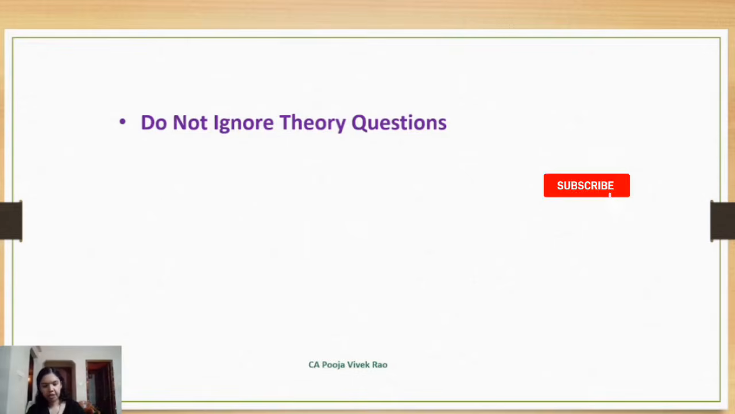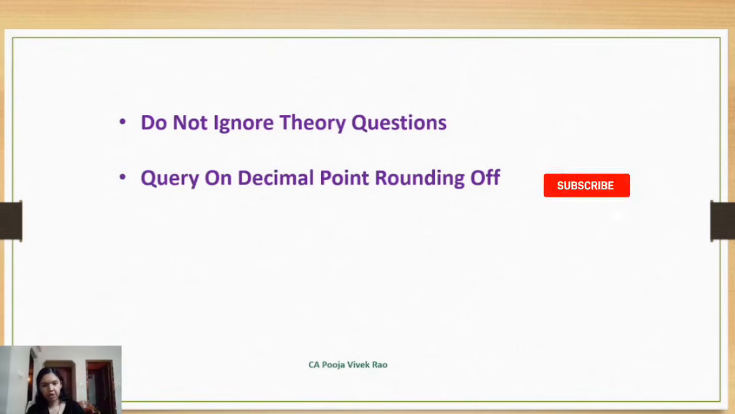The next important point clarified in this webinar was the query on decimal point rounding off. Many students had queries like, for different types of practical questions, how many decimal points they have to round off the answer. First it was mentioned that sometimes in the question itself they will mention how many decimal points we have to take. So we have to read the instruction given in the question carefully. And if in the question itself there is an instruction to take up to 2 decimal points or 3 decimal points, then we have to strictly follow that. If we don't follow that rule, we might lose marks. So that is very important.